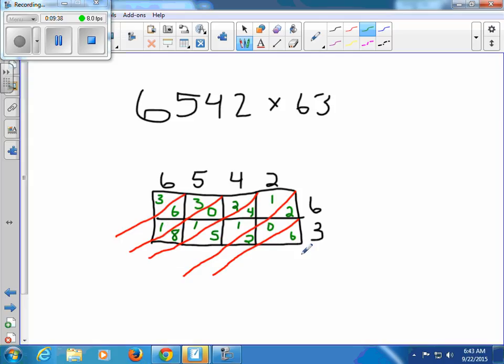And now I can add down my diagonal. So here I have 6. 2 plus 2 gives me 4. 5 plus 1 is 6, plus 4 is 10, plus 1 is 11. 8 plus 1 is 9, plus 2 is 11, plus 1 more is 12. 3 plus 1 gives me 4. So my answer is 412,146.